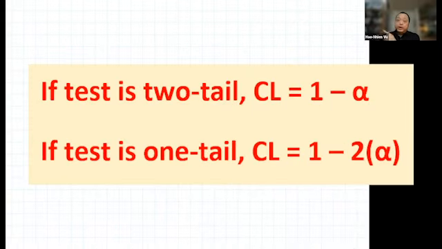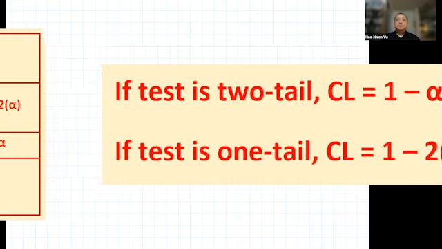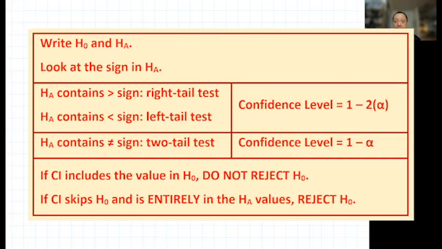So that's where we get this rule from. If the test is two-tailed, meaning HA has a not equal sign, then the confidence level is equal to 1 minus alpha. But if the test is one-tailed, HA either has a greater than sign or it has a less than sign, then the confidence level is 1 minus 2 times alpha. Here's a big summary. Hope that helps.